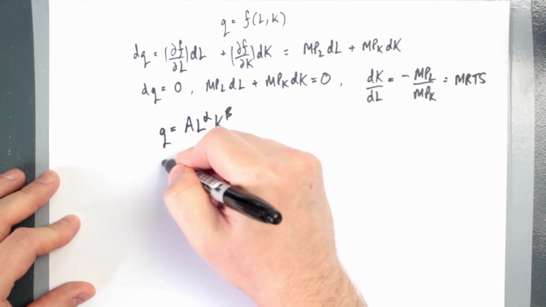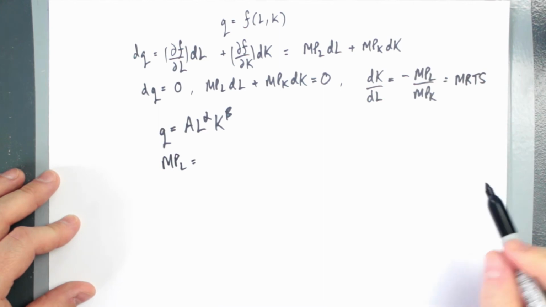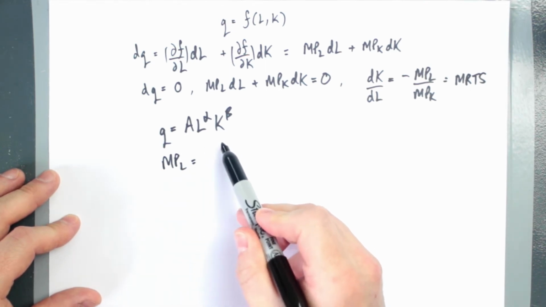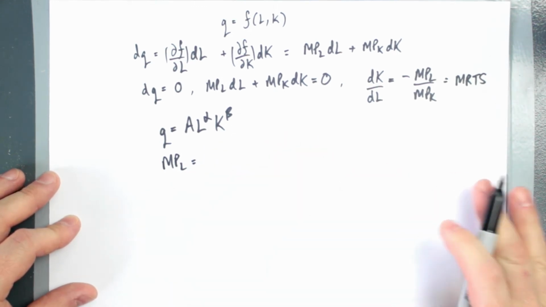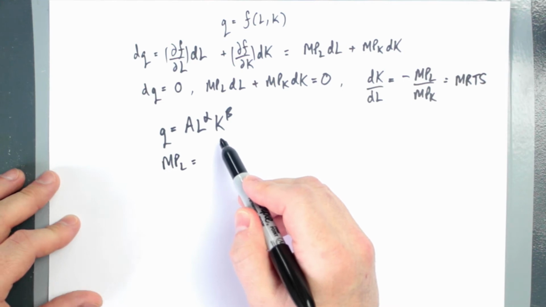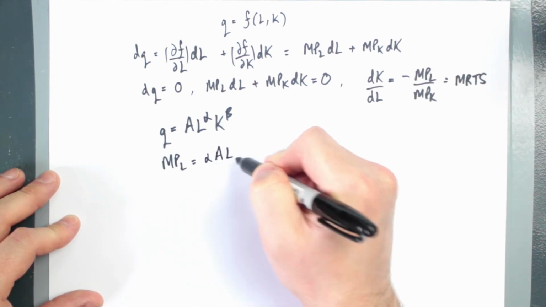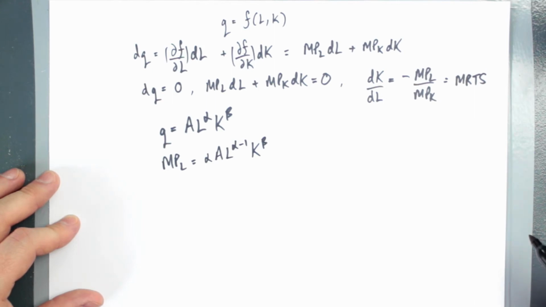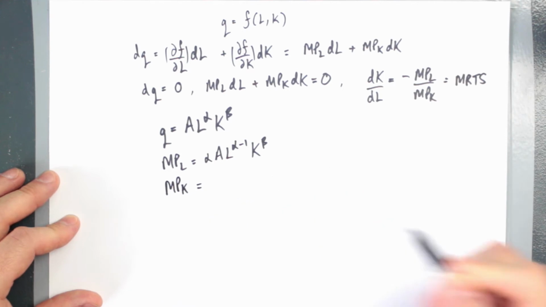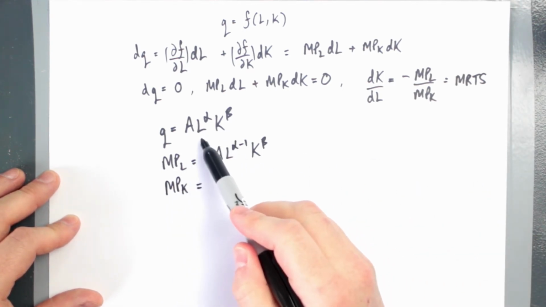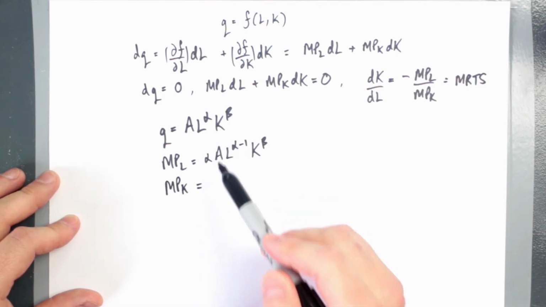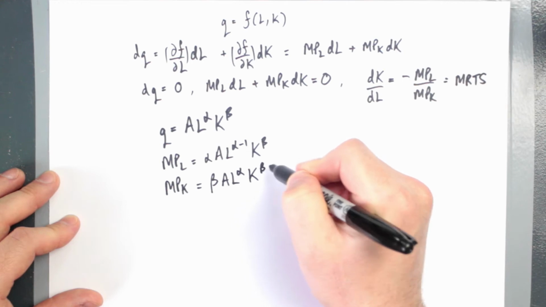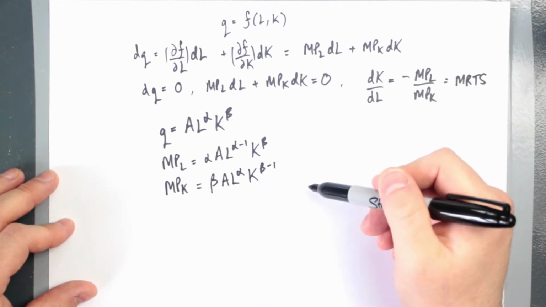So let's start by calculating the marginal products. The marginal product of labour in this case would be the partial derivative of this with respect to L. So I'm treating capital K as a constant. If I take the derivative of this expression, treating A and K as constants, then I get alpha A L to the power alpha minus 1 multiplied by K to the power beta. And if I do the same for capital, the marginal product of capital would be, well, then I'm taking L as constant and treating K as the only variable. So I get beta times A L to the power alpha K to the power beta minus 1. So these are expressions for the marginal products.